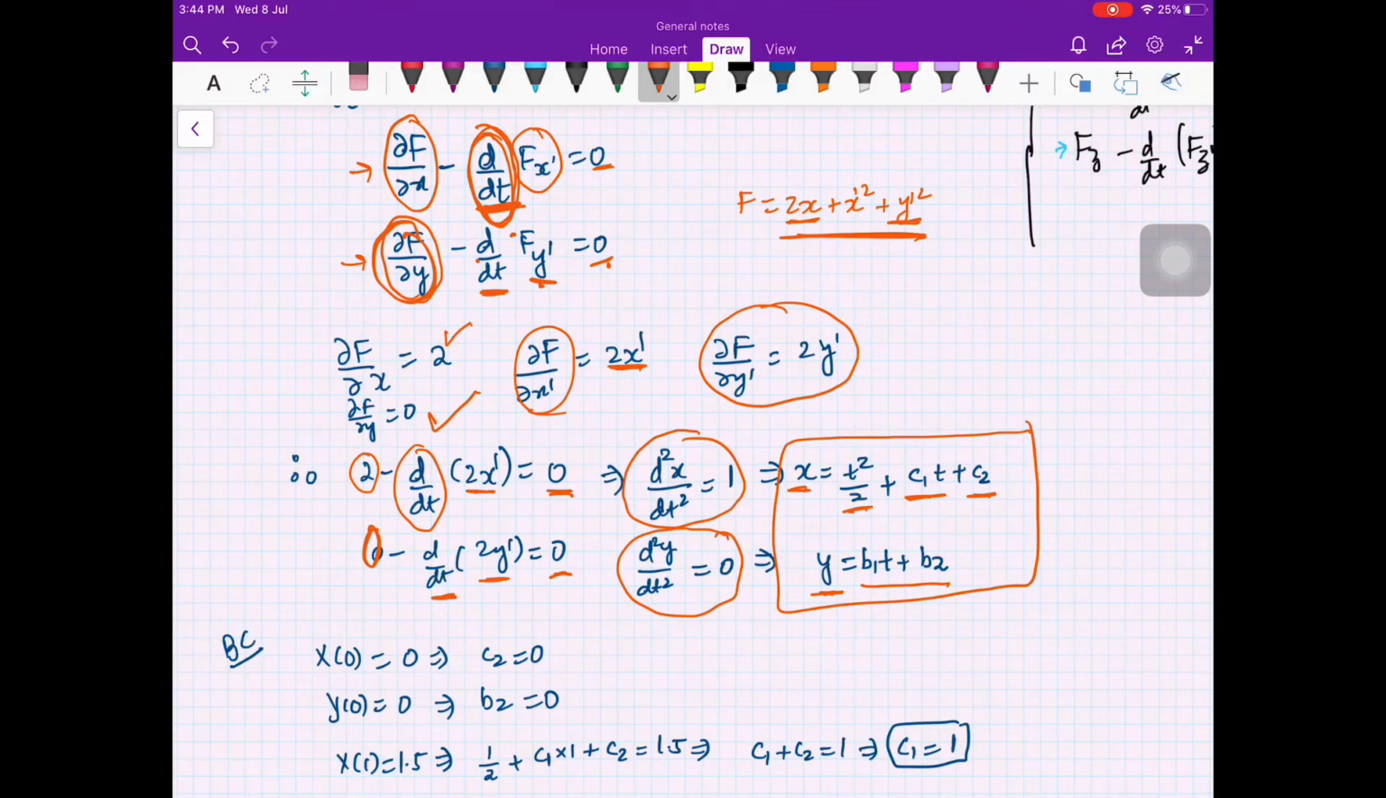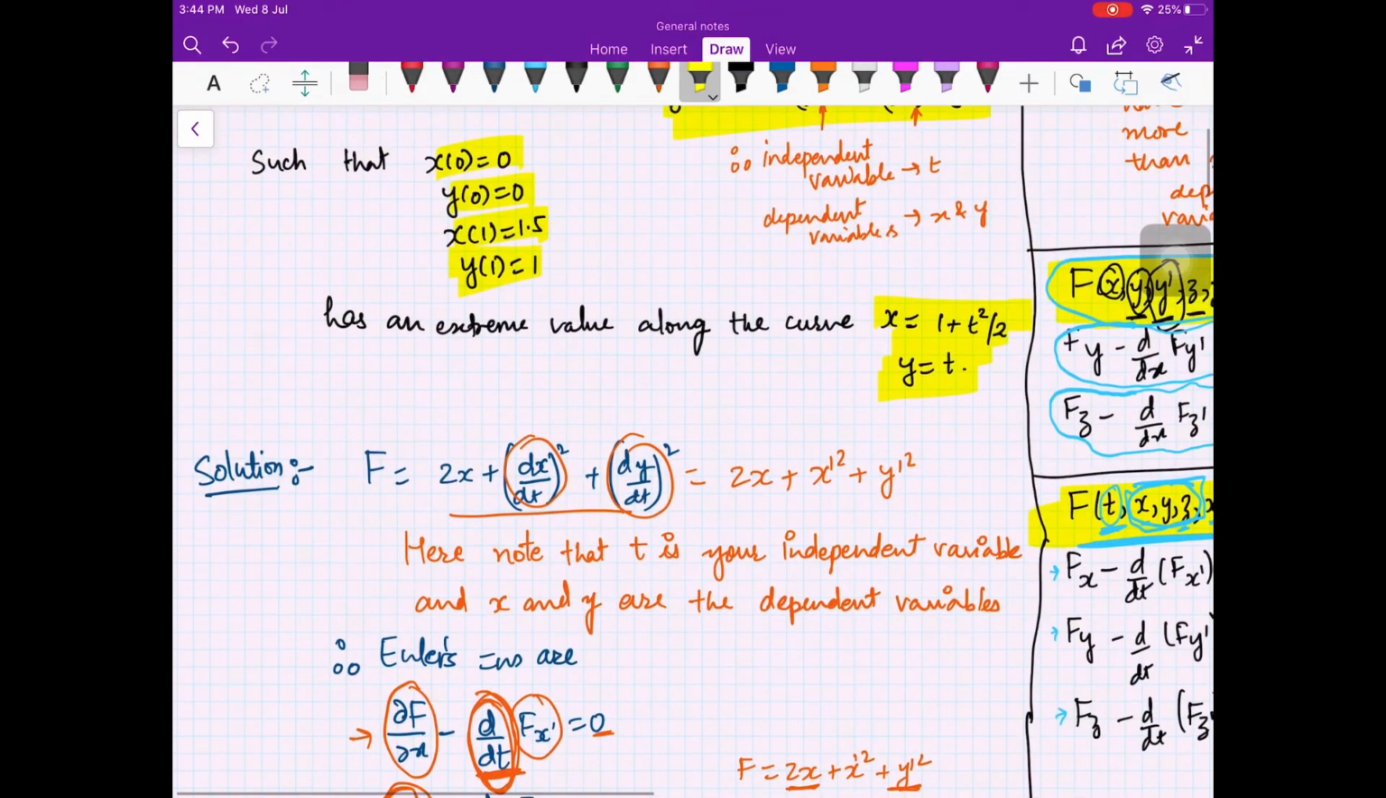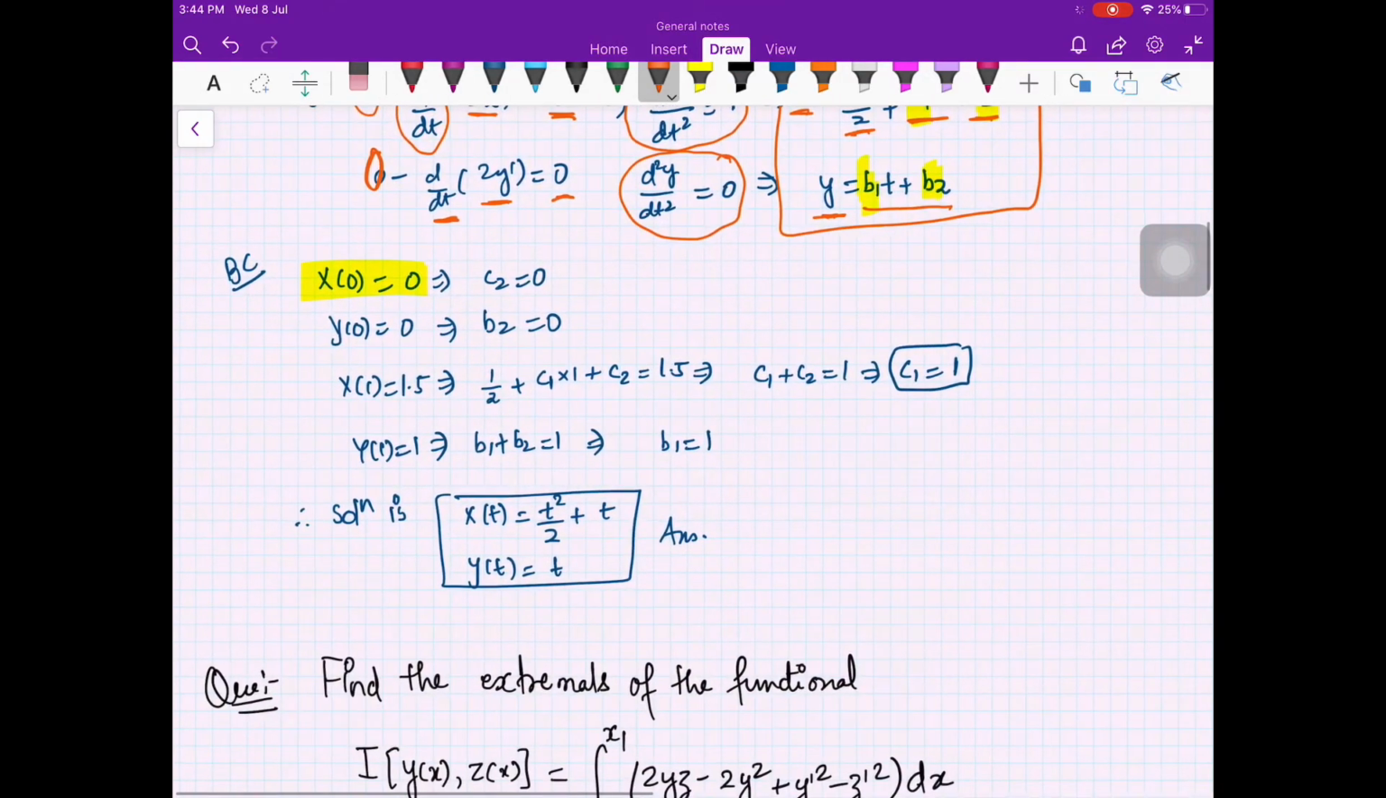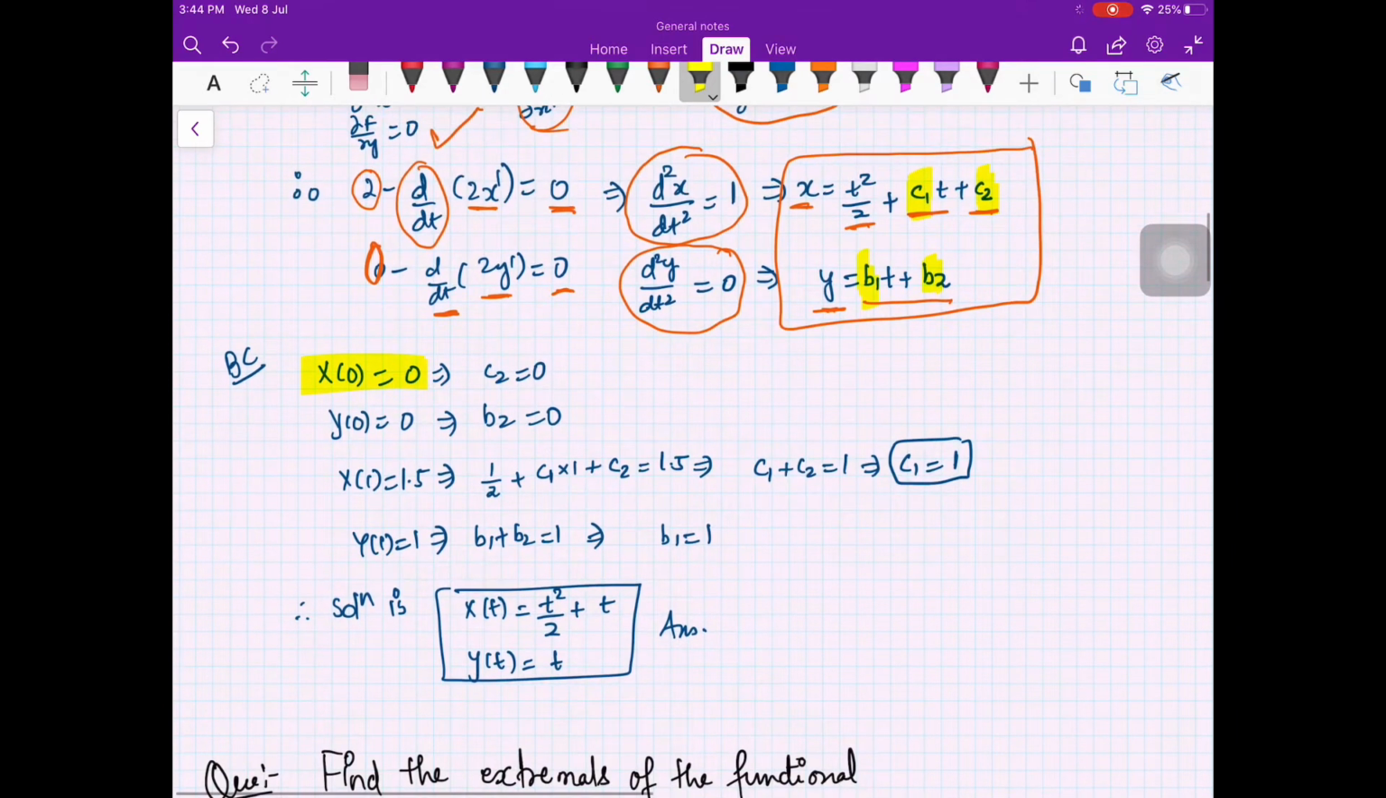Now because you are given the boundary conditions, you can compute the constants c1, c2, b1 and b2. Let us see how we can solve for these constants. You are given the condition that x of 0 is 0. You can go back to your problem and see that x of 0 is 0, y of 0 is 0, x of 1 is 1.5 and y of 1 is 1. So let us use that. x of 0 is 0, so you just put 0 here and you get c2 equal to 0. y of 0 is 0, you put it here and you get b2 equal to 0.